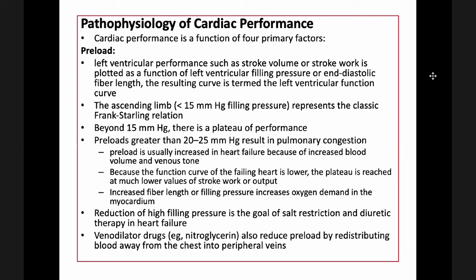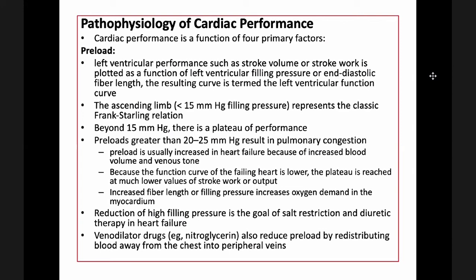So this ascending limb represents the classic Frank-Starling. So it should be less than 15 millimeters mercury filling pressure. Beyond this, there is already a plateau of the performance of your cardiac muscle.